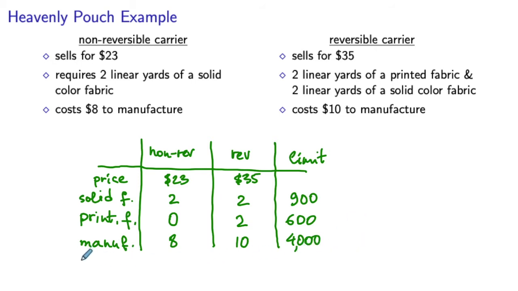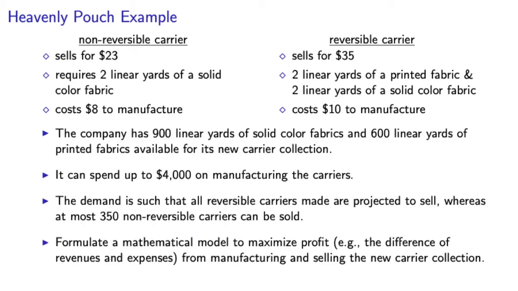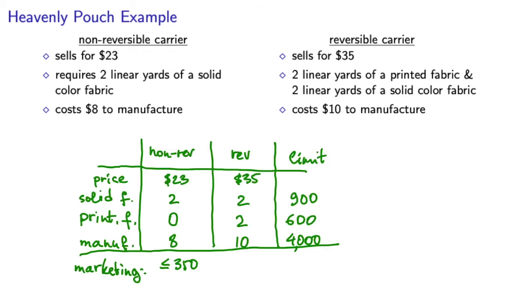This summarizes the production or technological process, but then we also had some marketing constraints. We said that we cannot sell more than 350 of non-reversible carriers. So here we will put this as less than or equal to 350 for the marketing considerations. Alright, looking back at the data, we can see that we summarized all the information we had. So now we will use this table when we build our model.